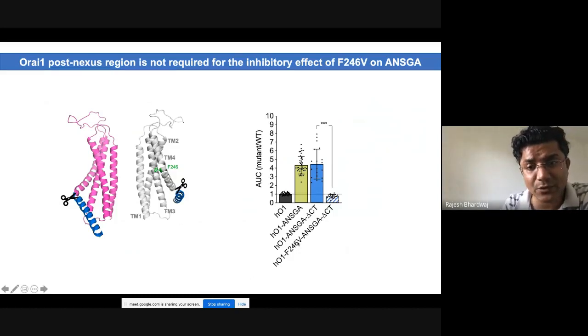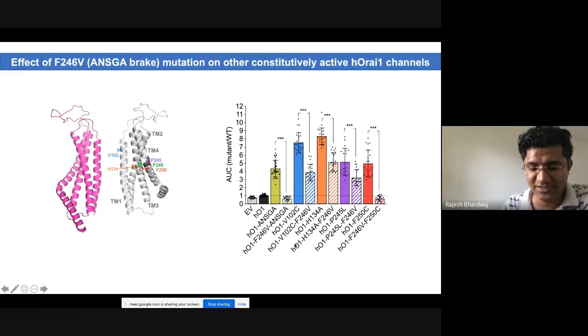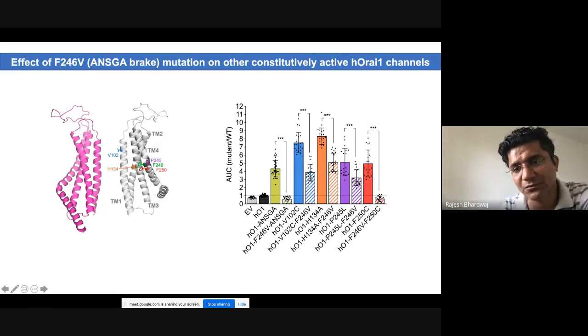We did the same thing with F246V. We deleted the post-nexus region, and this would still block the constitutive influx of the channel. So the C terminus is not relevant for F246V to block the constitutive activation. We did the same thing, combining with different known constitutively active mutants. However, this time, very interestingly, there was a significant effect of the F246V mutation on the V102C, H134A, and P245L, all indicated here. Strikingly, the F250C mutant that I showed you was not active for the ORI2 and ORI3 variants.